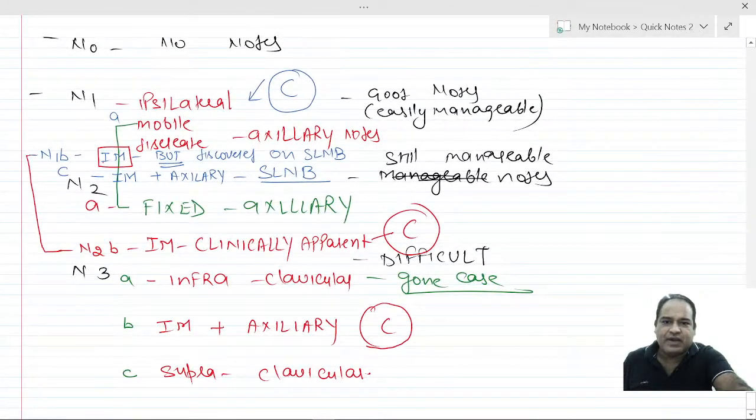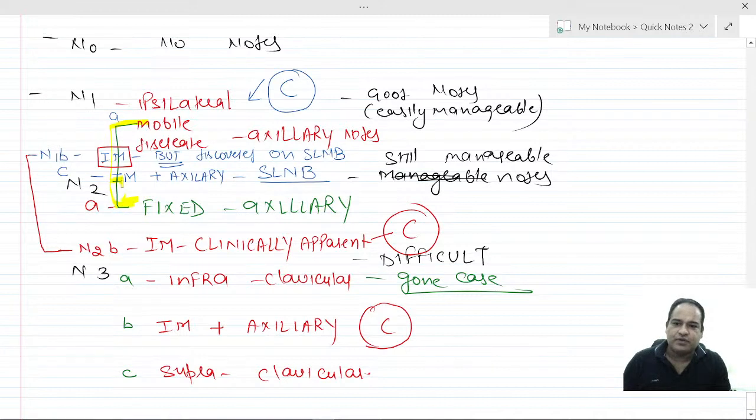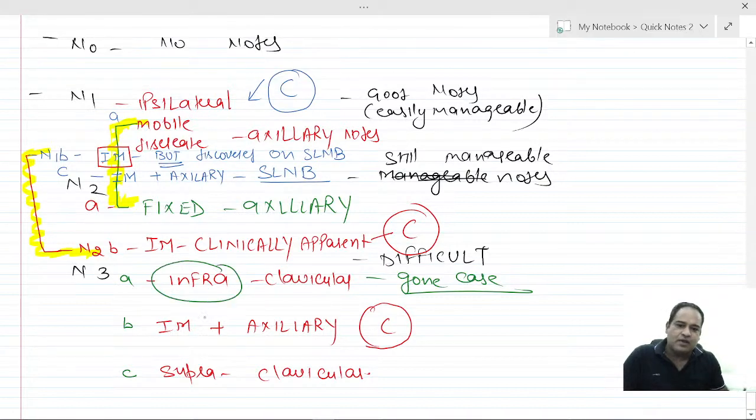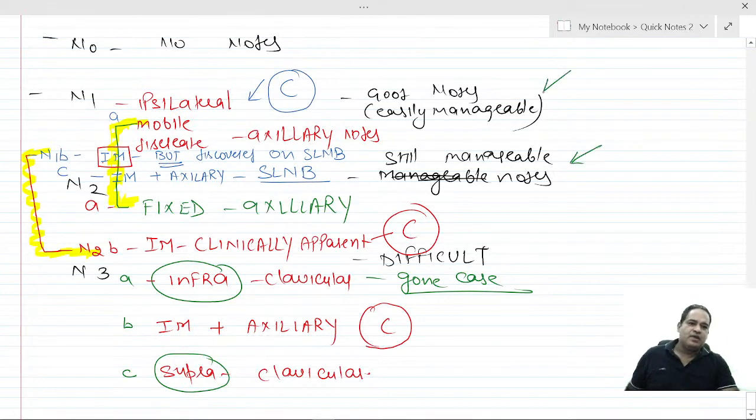Let's see if you can digest this fact or not. See, only thing is, if you can remember these two shifts which I have marked with yellow, it will become very easy. Another thing which you can remember is infra and supra. Fine. So these lymph nodes are still manageable, they can be easily managed, and the others are difficult to manage.